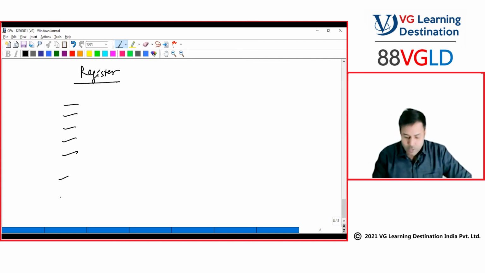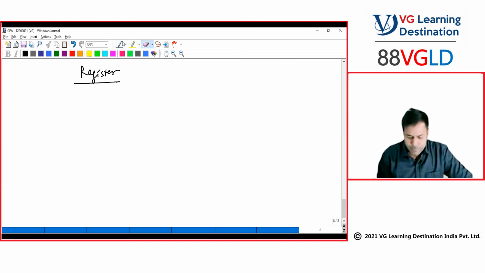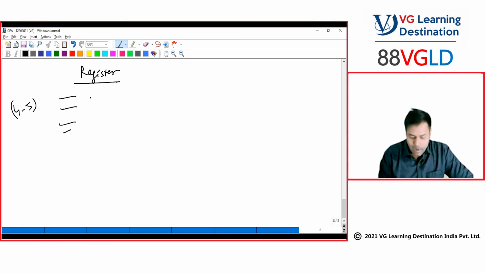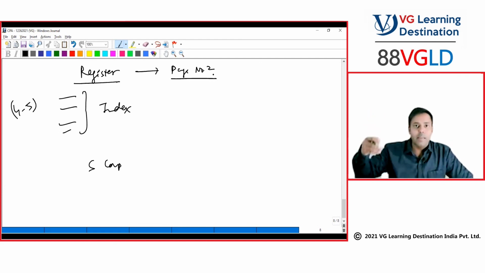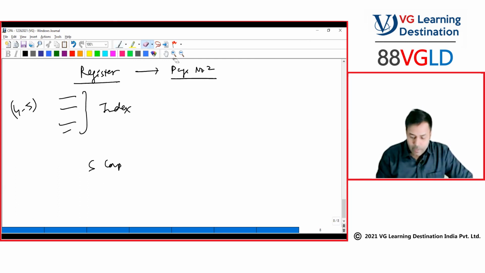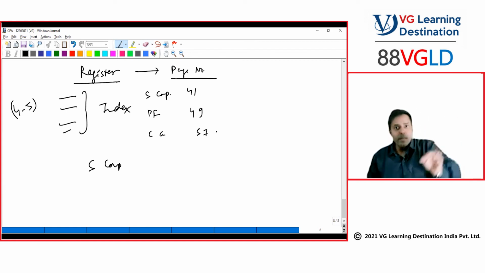Okay, in the register, one very small thing I would say: leave the initial few pages, at least 4 to 5 pages, as the index, so that you can refer to where you are writing, let's say, S corporation. Write all the page numbers in your register, so you can say S corporation is on page number 41, partnership firm is on page number 49, C corporation is on page number 57, right? So that you will track it much better.